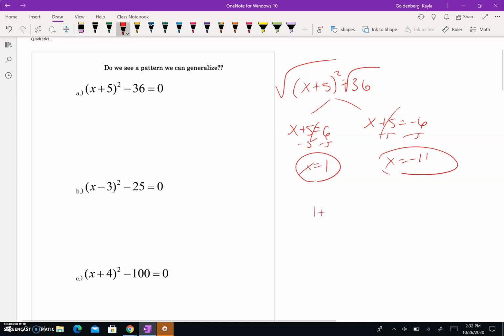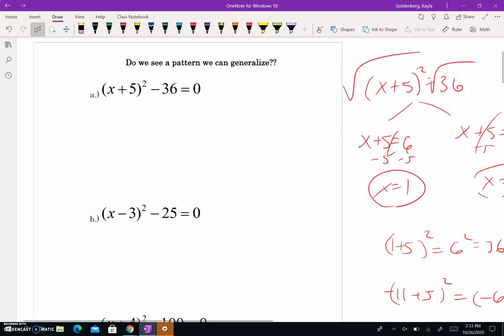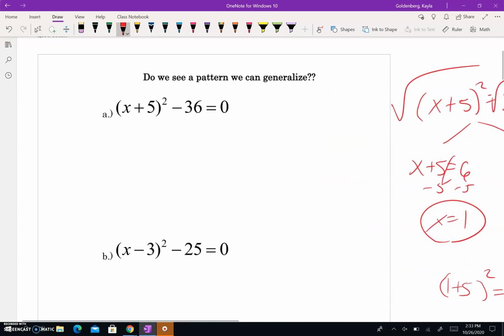So like 1 plus 5 squared. That looks good. Negative 11 plus 5 squared. So both of these check out. Now, this is all really nice and accessible. All three of these problems we could easily solve for x if it looked like this. However, what I want you to think about today is how do we get to this look if we don't start that way?